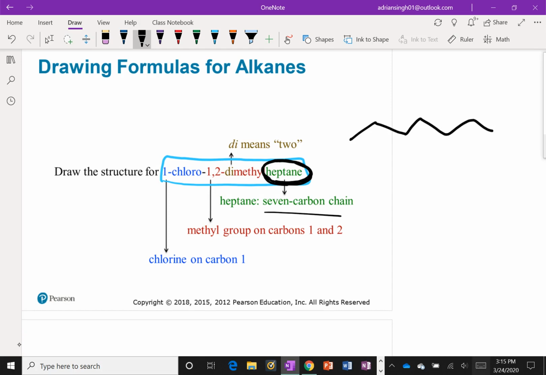Now we have dimethyl. So we have 2 methyl groups, and they are on carbons 1 and 2. So which one are you going to decide? Where are you going to start numbering your chain from, the left side or from the right side? It doesn't really matter. You just choose one direction and stick to it. So I'm going to start from the left: 1, 2, 3, 4, 5, 6, 7. I have a methyl on carbon 1.